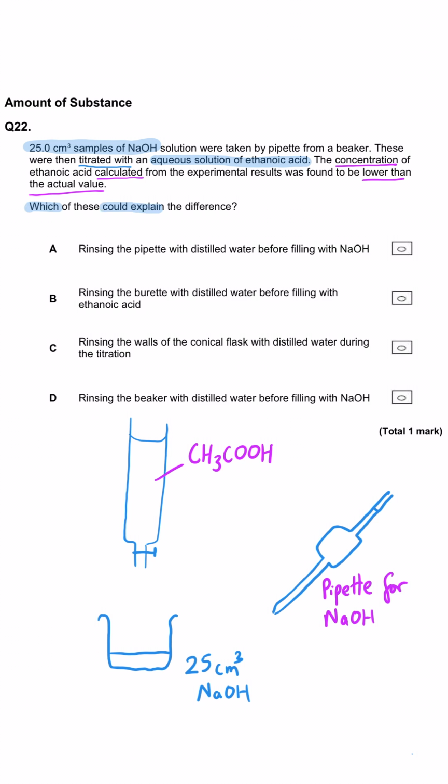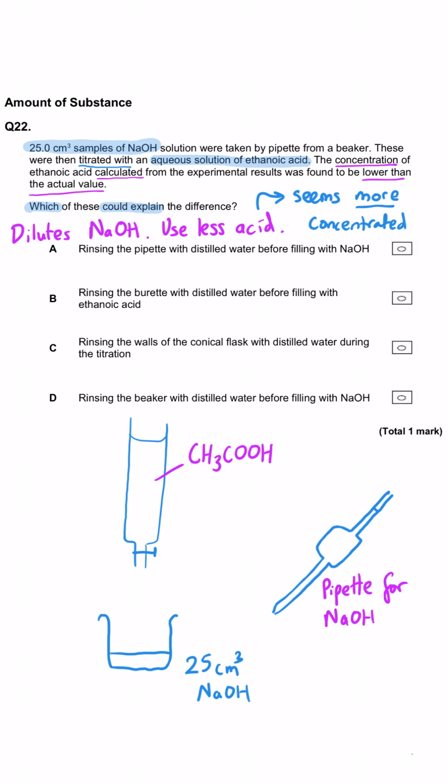A says rinsing the pipette with distilled water before filling with sodium hydroxide. That would have the effect of diluting the sodium hydroxide that we put into the conical flask, and so then we wouldn't actually need to add as much ethanoic acid from the burette. So the ethanoic acid would seem to be more concentrated than it really was. So that's the wrong answer.